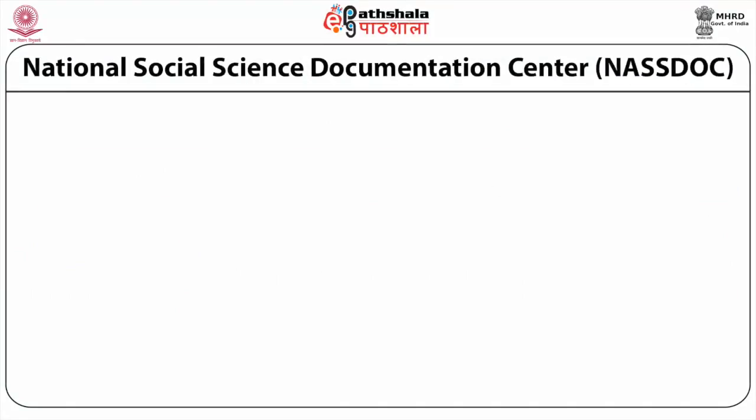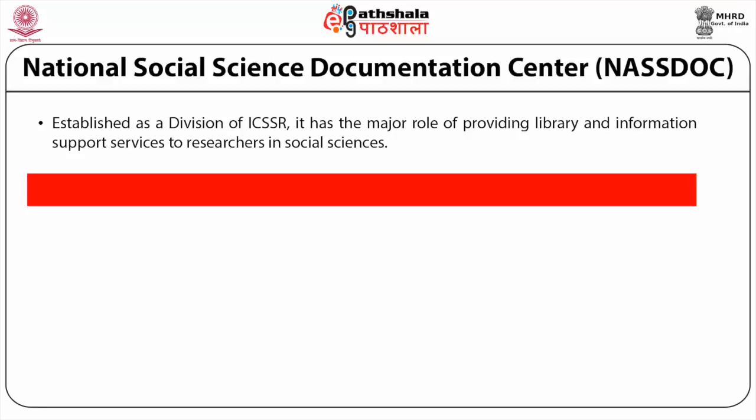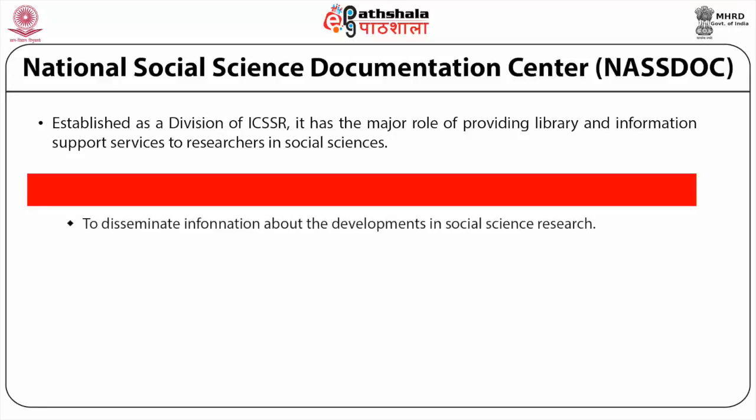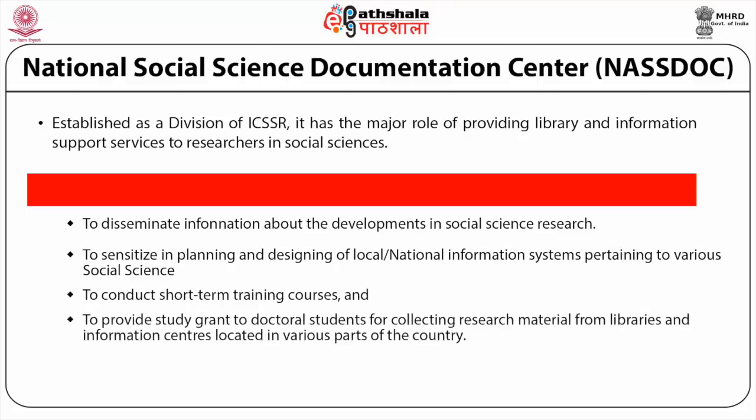National Social Science Documentation Center, that is NASSDOC, was established as a division of ICSSR. It has the major role of providing library and information support services to researchers in social sciences. The main objectives of the center are to disseminate information about the developments in social science research, to sensitize in planning and designing of local and national information systems pertaining to various social sciences, to conduct short-term training courses, and to provide study grants to doctoral students for collecting research material from libraries and information centers located in various parts of the country.